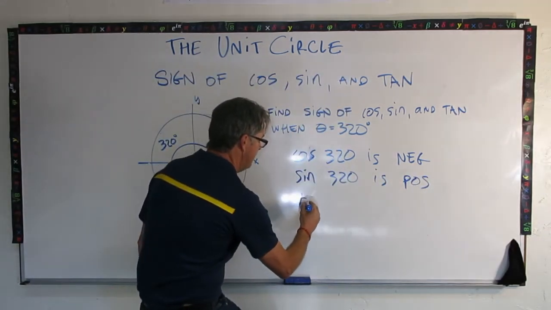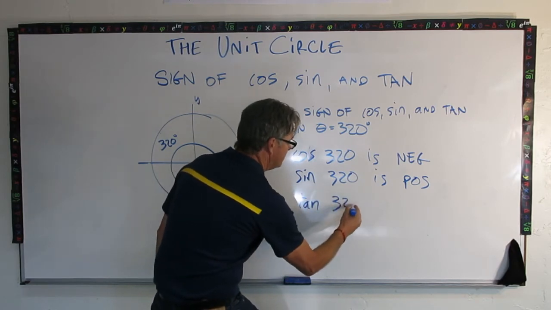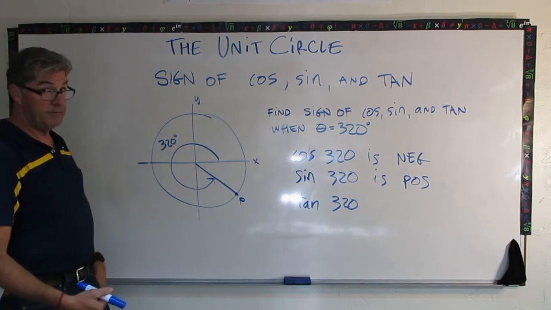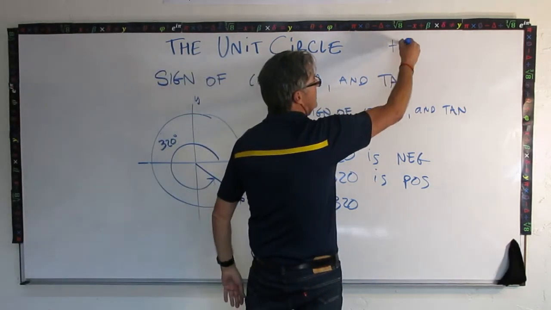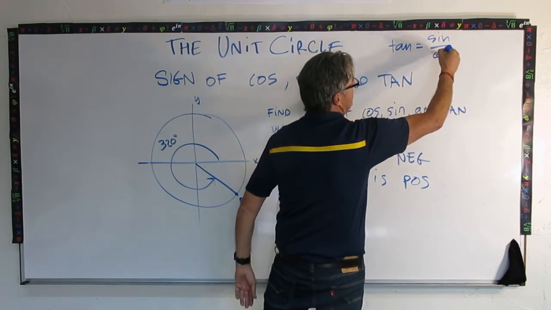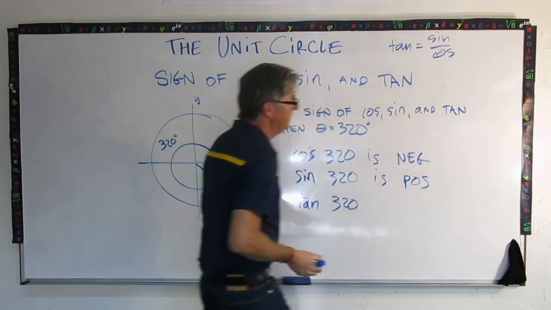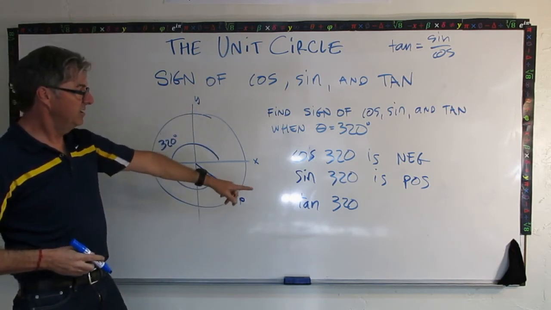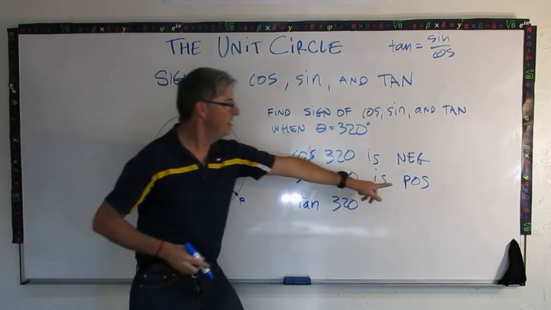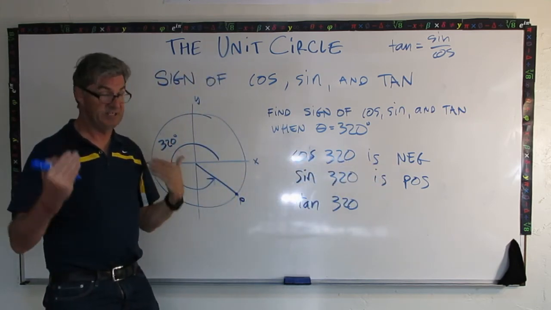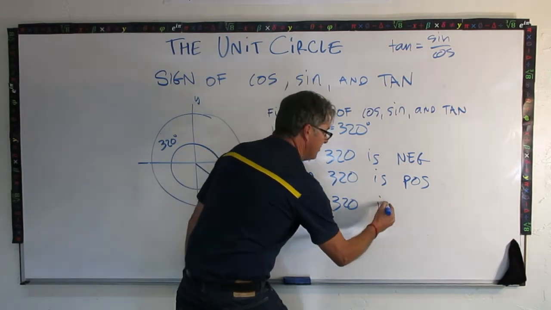And tan 320 is going to be, from the last board we did, remember tangent is the same as sine over cosine for theta. So we're going to take sine and divide it by cosine. So we know sine is positive, cosine is negative. A positive divided by a negative is negative. So this one's also negative.